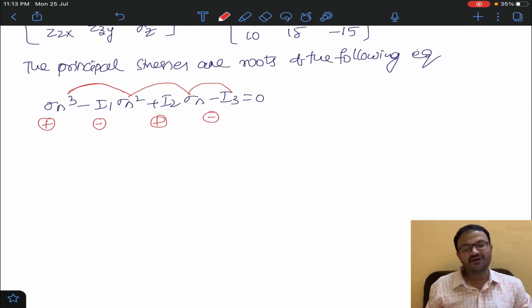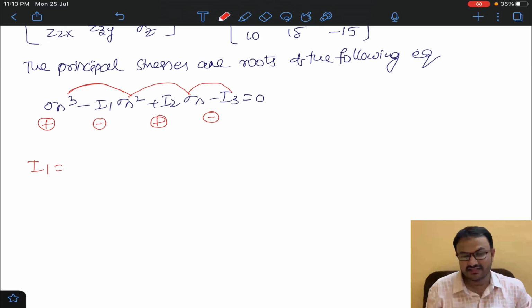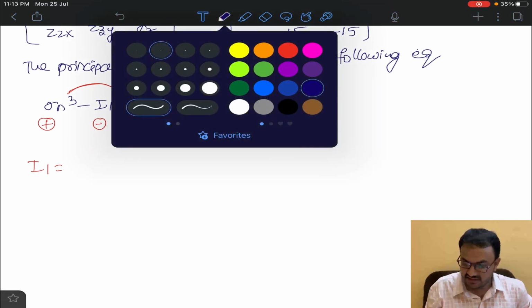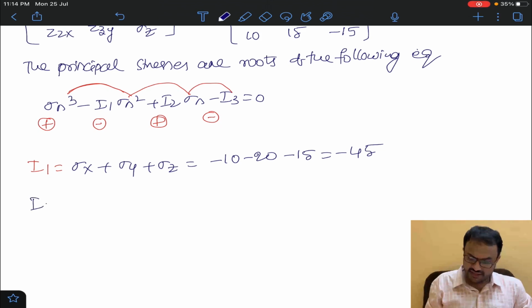Now, first of all, we need to find the value of I1, I2, I3. So now I1 is equal to the summation of the diagonal elements, that is the summation of normal stresses. So that is sigma x plus sigma y plus sigma z, that is minus 10, minus 20, minus 15, it will be minus 45. And what is I2?